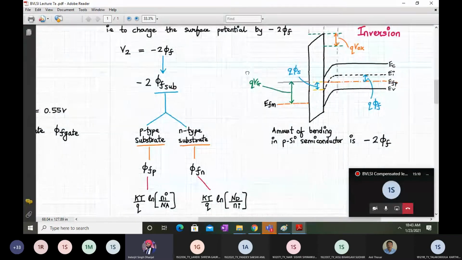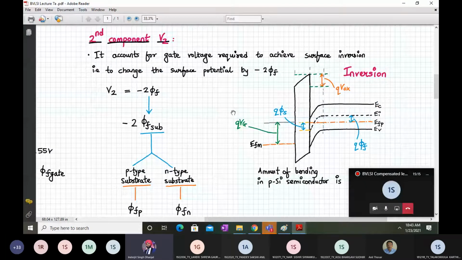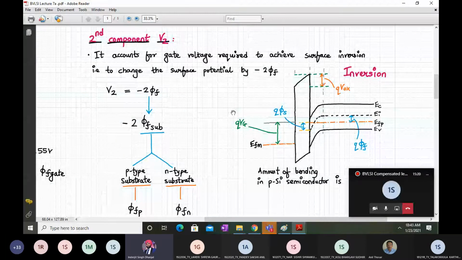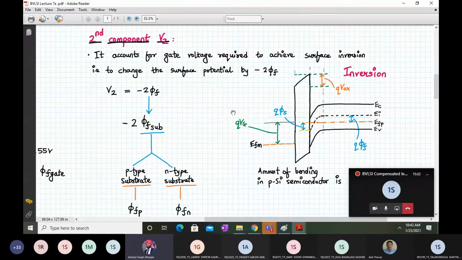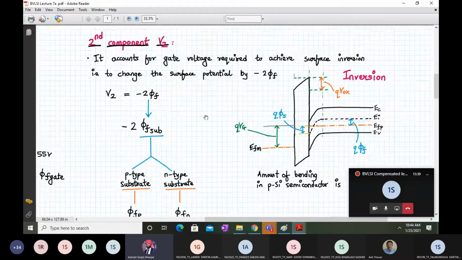So the second voltage component, that is V2, accounts for the gate voltage required to achieve surface inversion, that is, to change the surface potential by minus 2 phi f. Now you remember the total amount of band bending in case of inversion is minus twice phi f. So the amount of band bending in p silicon substrate is already written as minus 2 phi f. That's why the second component is minus 2 phi f. Now it is actually minus 2 phi f substrate.